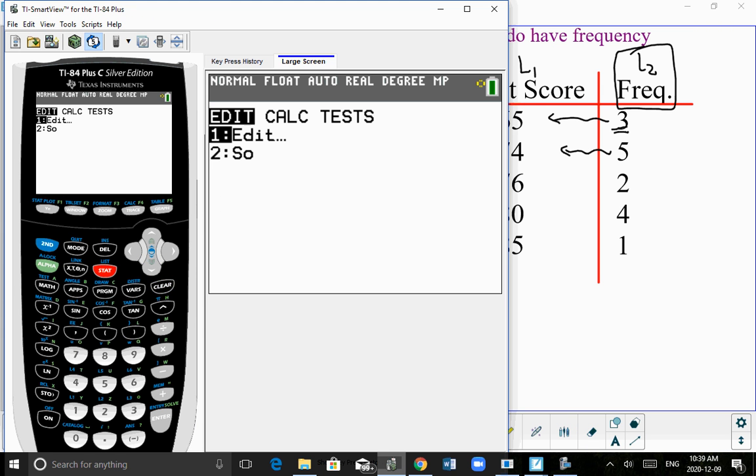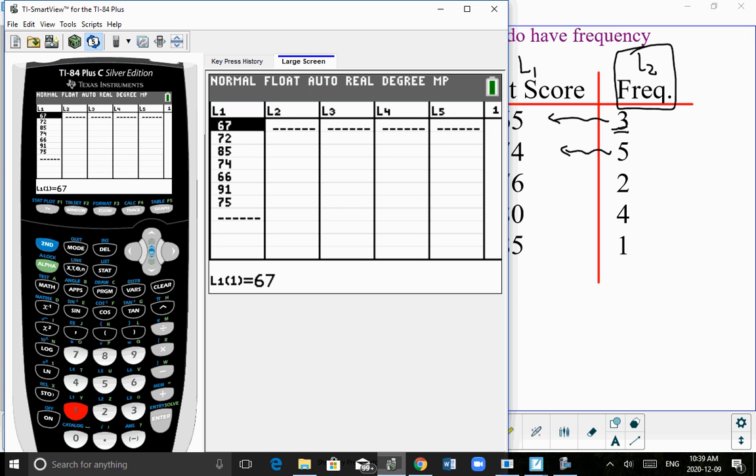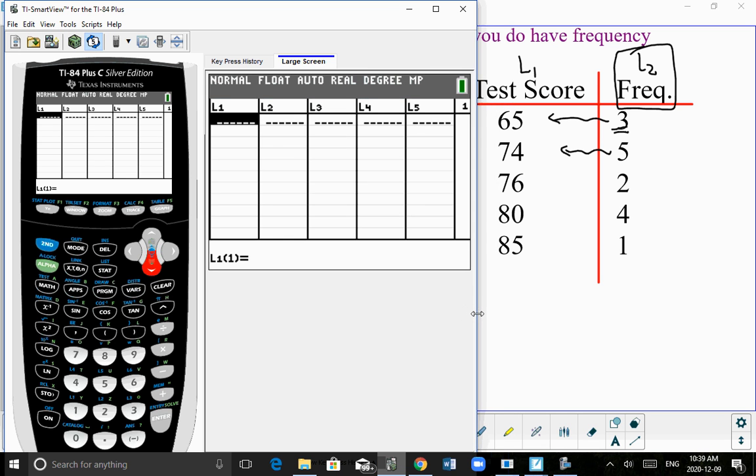So I'm going to hit Stat again. I'm going to go back to number 1. I'm going to hit up, clear, and come down. So I'm just going to drag my screen here just so I can see these values a little bit easier. Okay, so I'm going to go 65, 74, 76, 80, and 85. Now I'm going to go over to L2. So I hit my right arrow. I'm going to enter my frequencies, 3, 5, 2, 4, and 1.